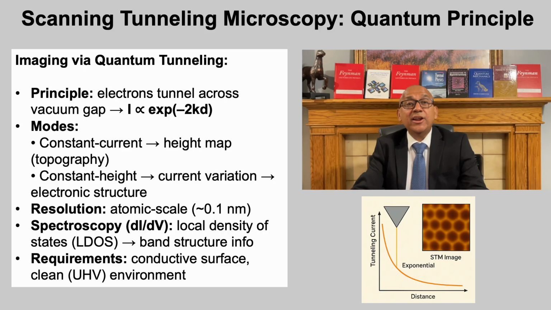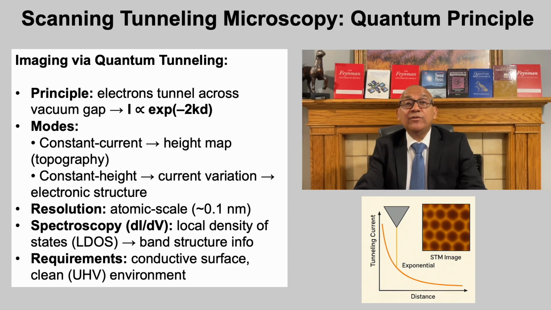The Scanning Tunneling Microscope (STM), developed in 1981, was the first instrument to achieve true atomic scale imaging, and it relies on quantum mechanics rather than mechanical forces. When a conductive tip approaches within about a nanometer of a conductive sample and a small bias voltage is applied, electrons can tunnel through the vacuum barrier separating them.